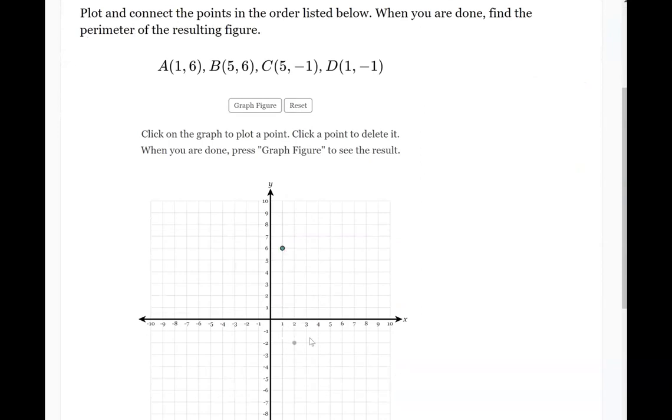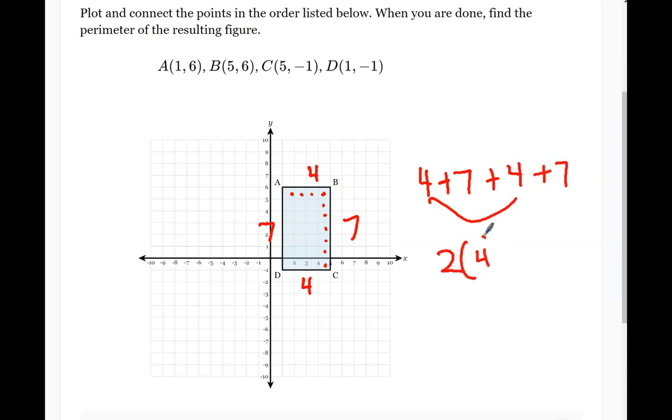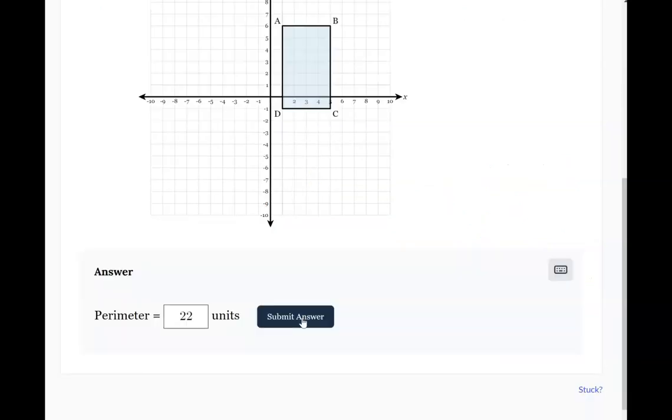1, 6, 5, 6, 5, -1, 1, -1. Graph the figure, and this one is not a square. 1, 2, 3, 4. 1, 2, 3, 4, 5, 6, 7. So I have 4 plus 7 plus 4 plus 7. Or I could say I have 2 4s and 2 7s. So that's 8 plus 14, which is 22.